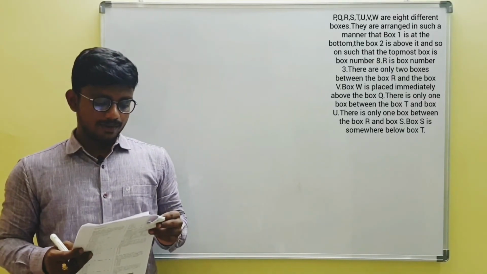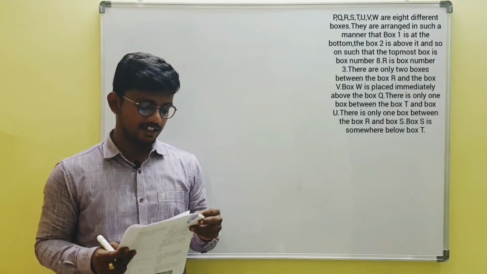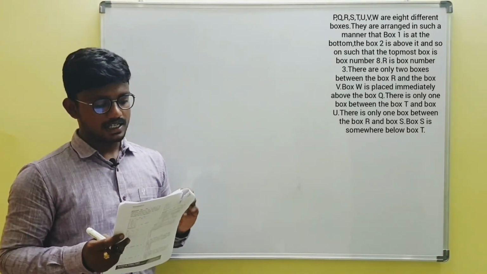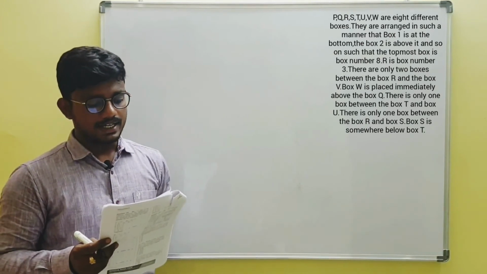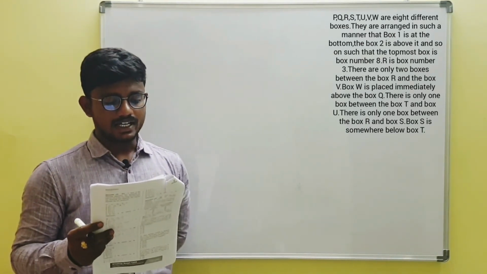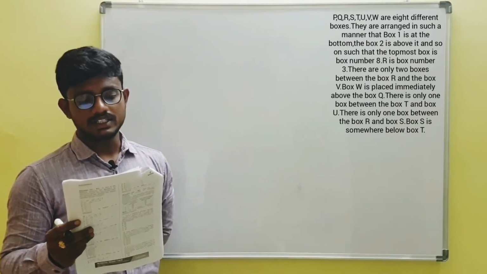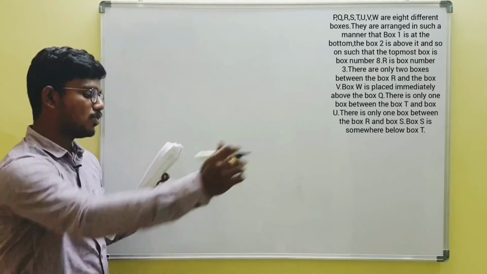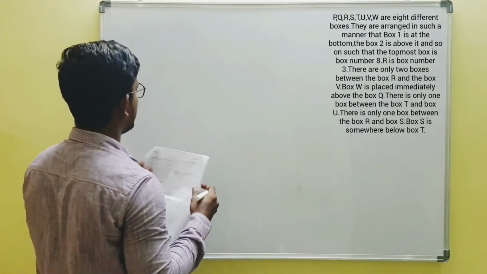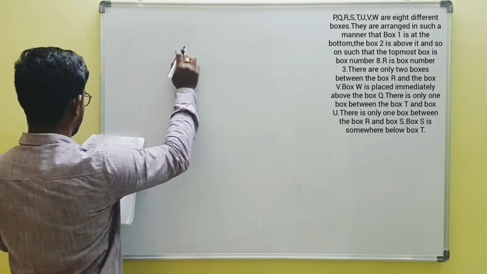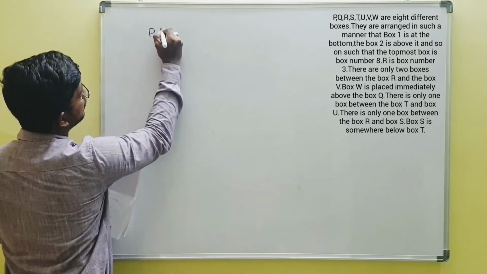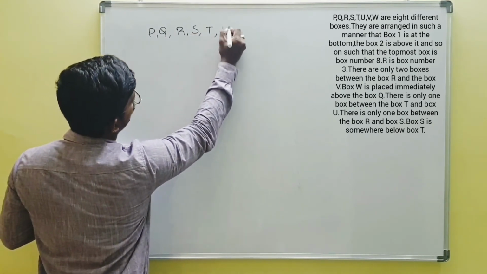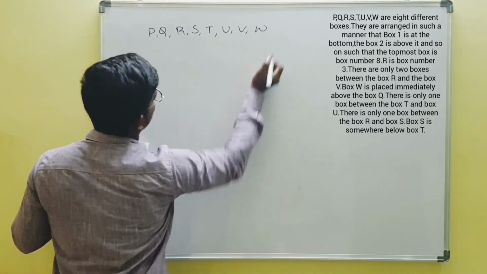Sixth question, from 36 to 40, it is a seating arrangement question. So the given question is P, Q, R, S, T, U, V, W are 8 different boxes. They are arranged in such a manner that box 1 is at the bottom, the box 2 is above it, and so on, such that the topmost box is box number 8. So there are 8 boxes. They are P, Q, R, S, T, U, V and W.